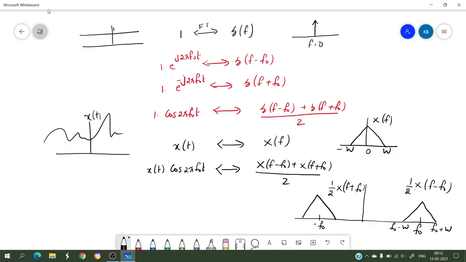And these formulas are sufficient for understanding the basics of analog communication. I hope you understand this lecture.